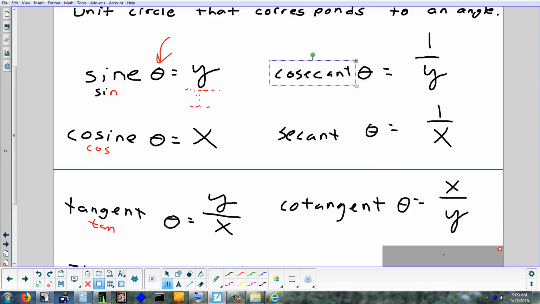And the abbreviations, most of them use the first 3 letters. If you notice, that was the pattern. So cotangent is COT. Secant is SEC. How about cosecant? Could I use the first 3 letters? No, why not? Because cosine would have the same thing. Yeah, cosine already used the first 3. So what they do for cosecant is they just use the syllables. Cosecant. CSC.